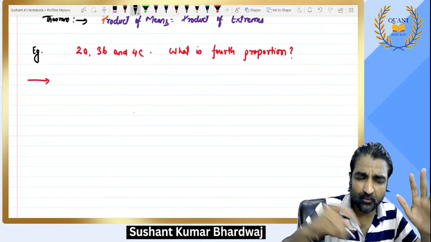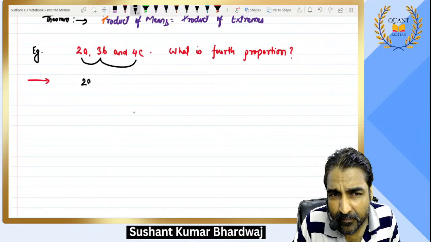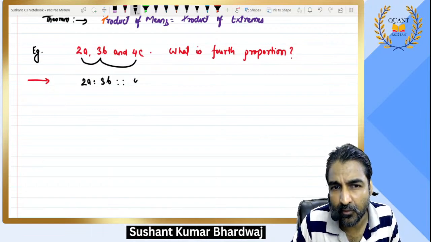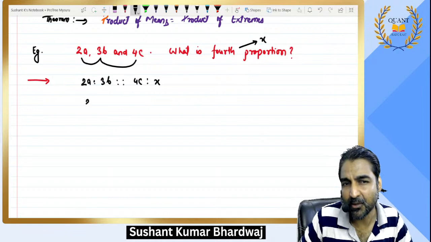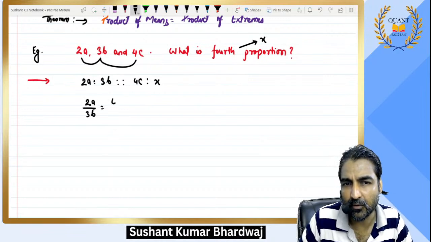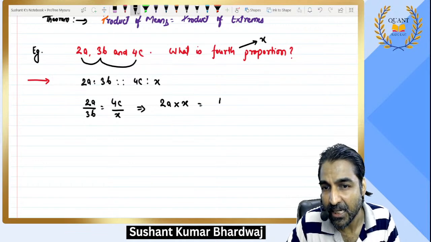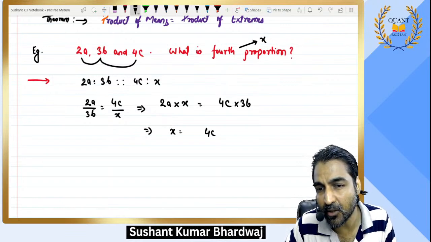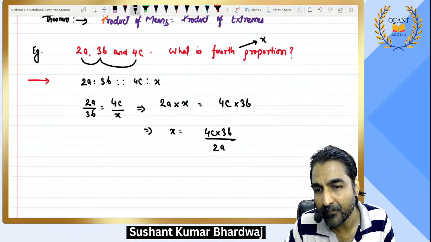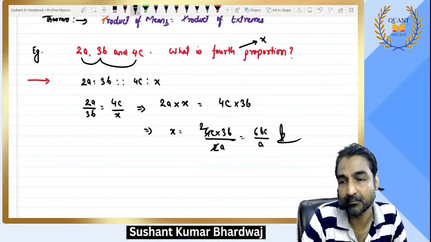How can we do it? Fourth proportion means these are consecutive three proportions, that is 2A is to 3B is proportionate to 4C. Suppose the fourth proportion is X. Then 2A upon 3B is equal to 4C upon X. Cross multiplying, 2A cross X is equal to 4C cross 3B. This implies X is equal to 4C cross 3B upon 2A, that is, 2 2s are 4, 3 2s are 6, so X is equal to 6BC upon A. Is that clear? Any doubt?